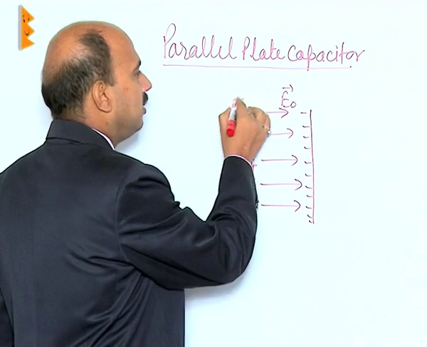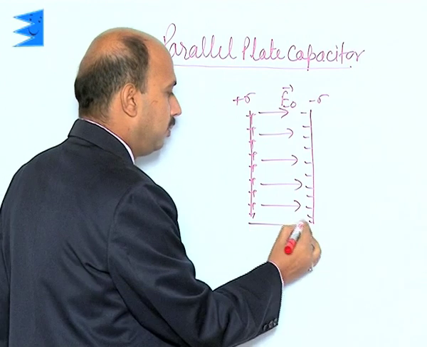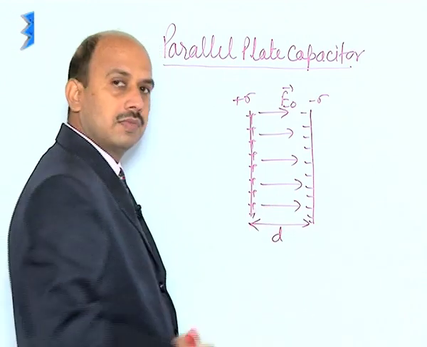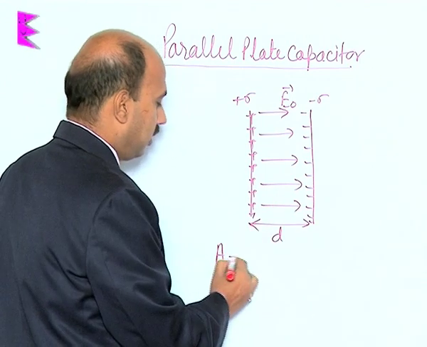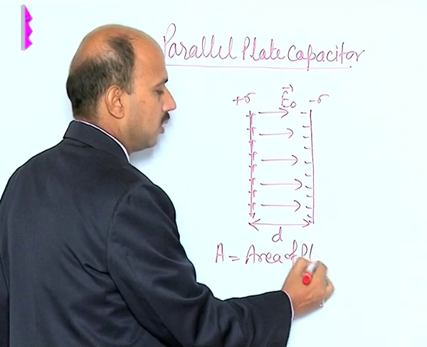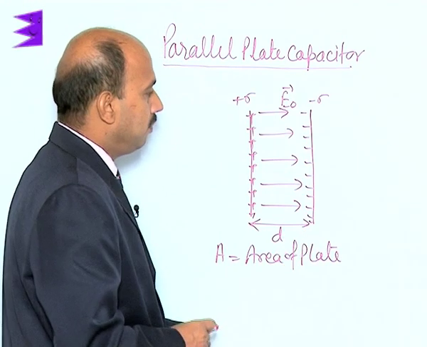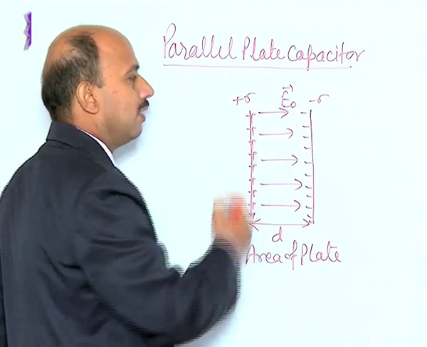Suppose the charge density is plus sigma here and minus sigma here. The distance between the two plates is d and A is the area of the plate. So, A is the area of the plate here. So, now we can write the electric field intensity.